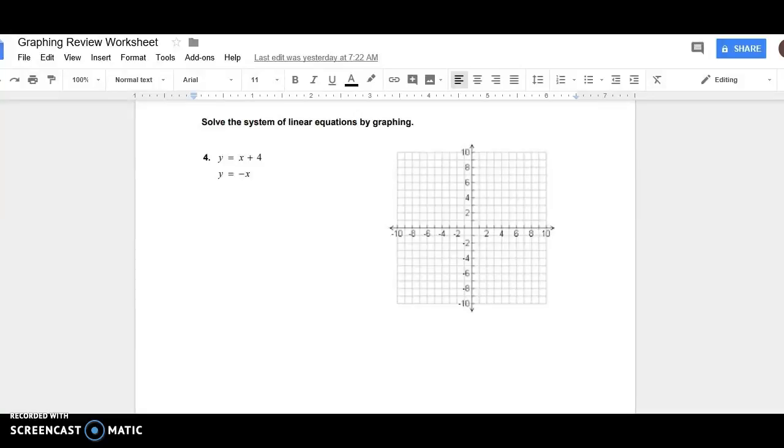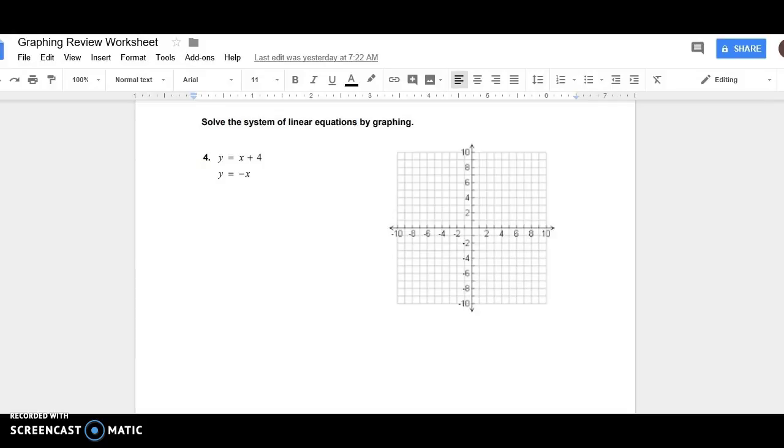All right, I'm going to walk you through problem number 4 on that worksheet, the graphing review worksheet. On this problem and the remaining problems on the back of this, you need to graph these two equations on this same graph here. Where they intersect, that is going to be your solution.